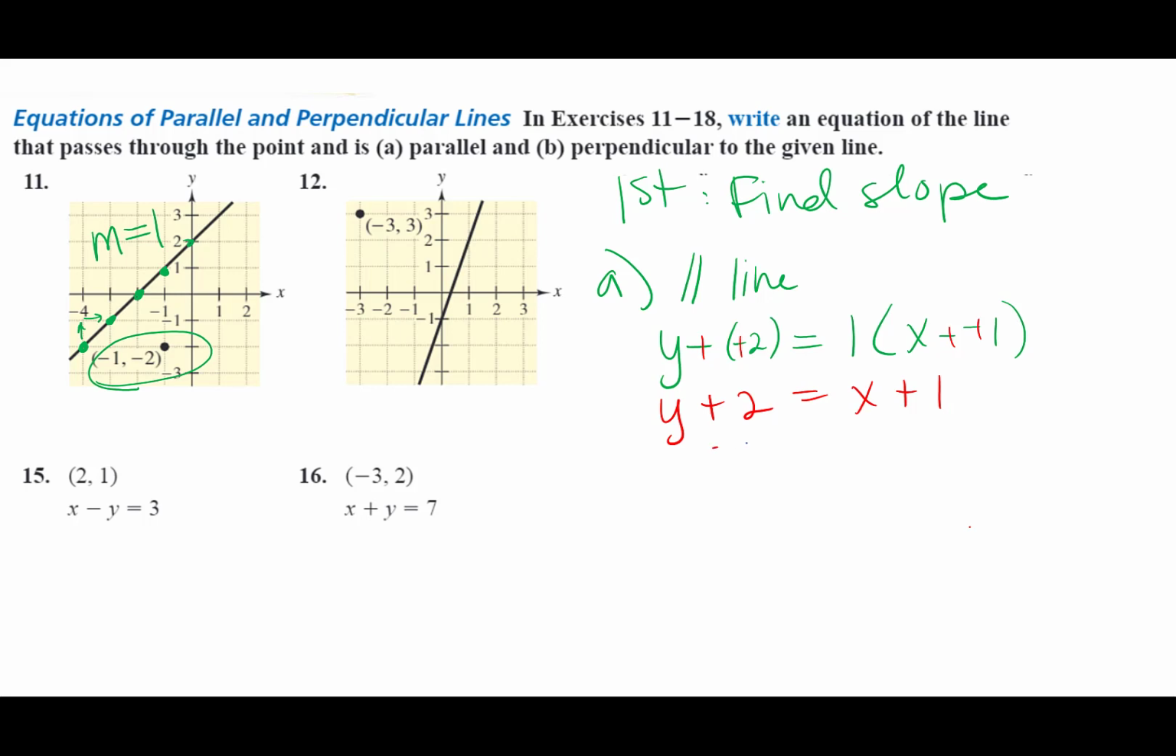Now if we solve for y, we'll just subtract 2 from both sides. Y equals x minus 1.